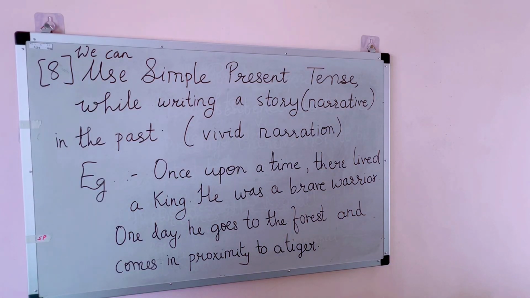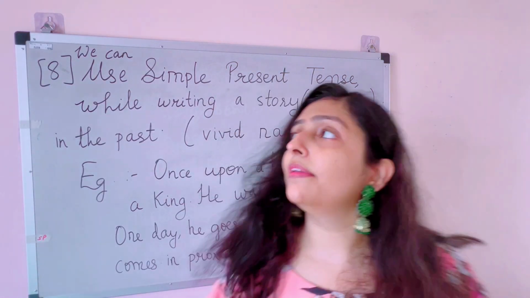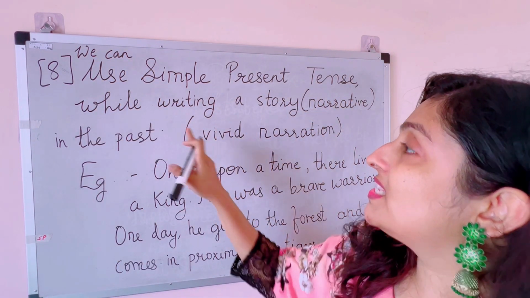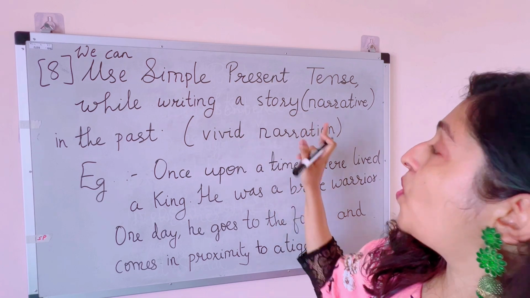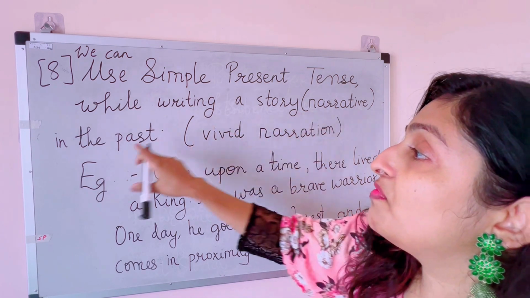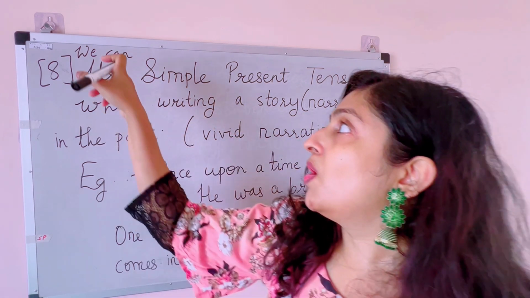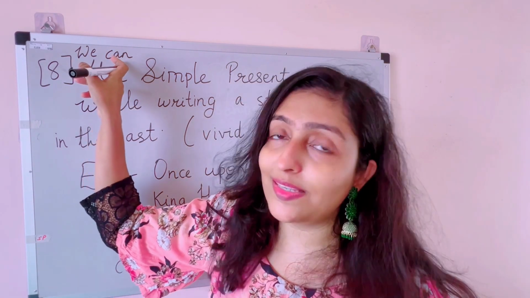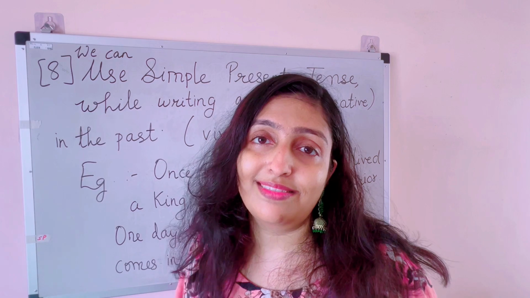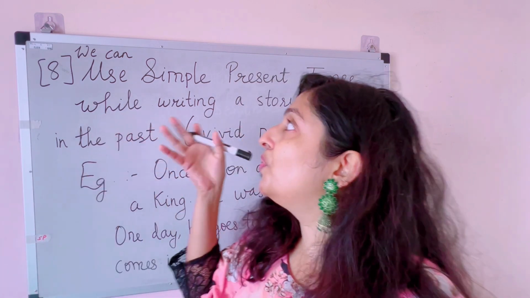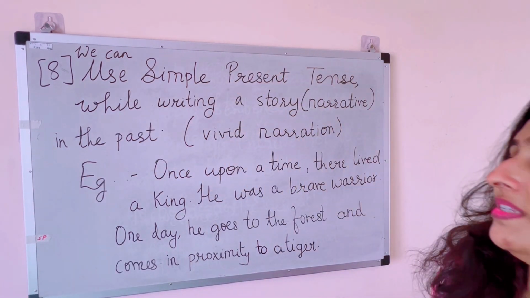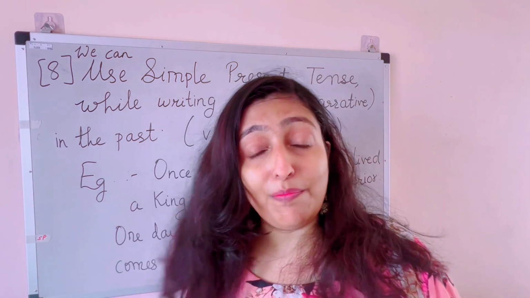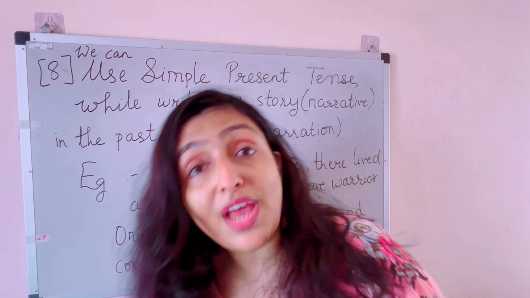Here comes rule number 8, and that is, we can use simple present tense while writing a story, that is, a narrative in the past. Why did I mention can? Because it's not a necessity or an obligation. You can, if you want, use simple present tense. Now, when you're writing a story, meaning narrative or narration.